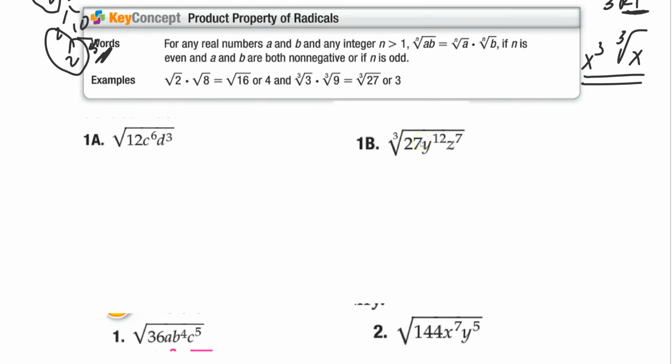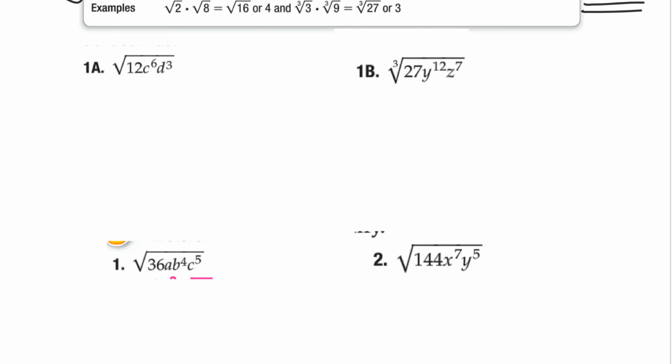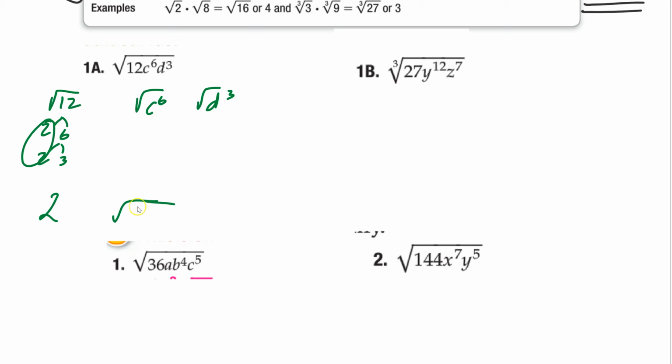So let's do some examples. Again, we're going to break this up. So it's the square root of 12, the square root of c to the 6, and the square root of d cubed. Again, you don't have to actually write it, but in your head you want to do it. 12, we're going to break that down. That's 2 and 6, 2 and 3. A pair of 2s, so that comes out. I get 2 and radical 3.